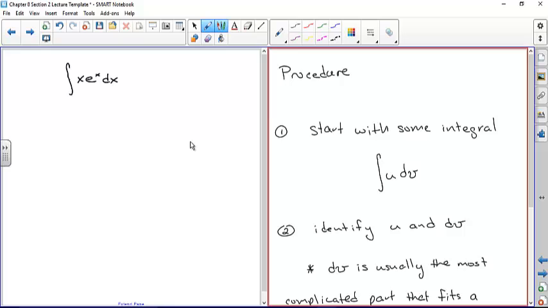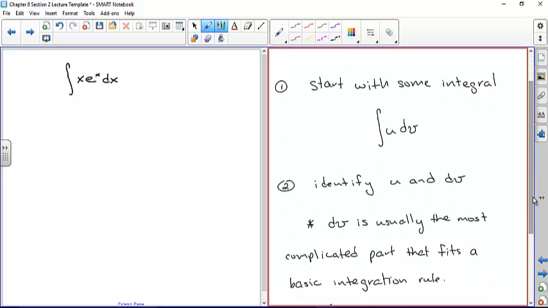So here's the procedure. The first thing you do is you start with some integral that you don't know how to solve, and a lot of times it's a product. So you start with an integral, and you identify part of that integral as u and part as dv. The dv always includes the dx part at the end. Now dv is usually the most complicated part that fits a basic integration rule.